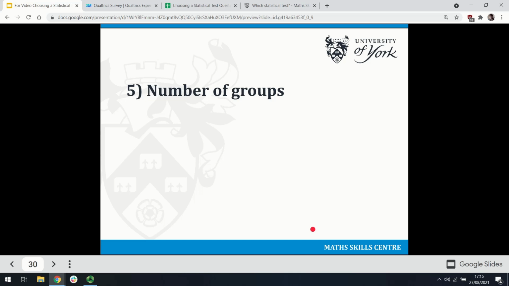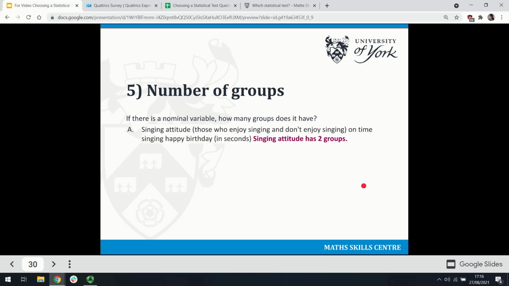Last thing we're going to consider is the number of groups we've got. If there's a nominal variable, so we went through and looked at what variables were nominal before, then we need to consider sometimes how many groups it has. This will be more obvious when I show you. It's actually quite simple when I show you, just on theory.